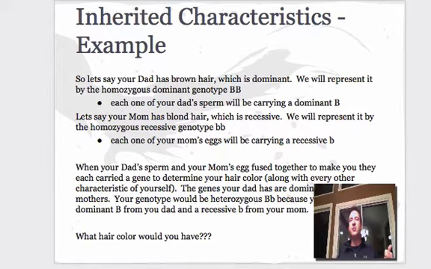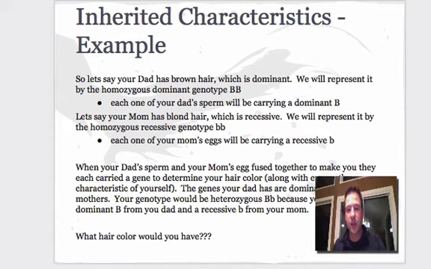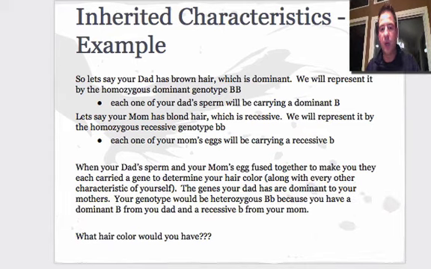So let's say your dad has brown hair, which is going to be the dominant trait, and we'll represent your dad as two large uppercase B's. That's homozygous dominant, and we know what that means, that there are two uppercase B's. Then that means that every single one of your dad's sperm is carrying the large B, that dominant trait. Now, let's say your mom has blonde hair, which is recessive. We're going to say it's homozygous recessive, so we're going to have two lowercase b's.